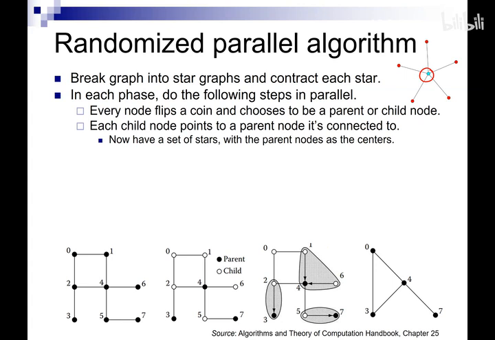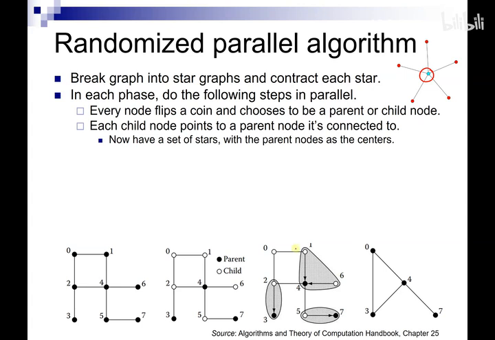Sorry, one more thing is that sometimes you have child nodes and none of the neighbors are parents. So for example, 0 over here doesn't have any parent neighbors. In that case, it's just going to stay as a single node by itself. That's not a problem. It doesn't have to point to somebody. But if it has a neighbor who is a parent, then it has to choose one of those parent neighbors to point to.